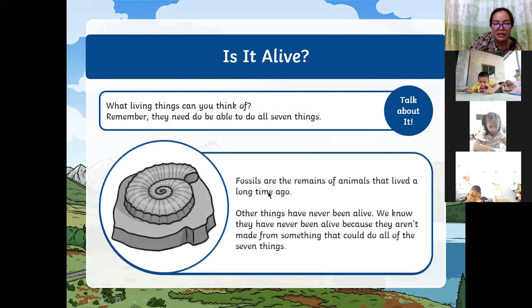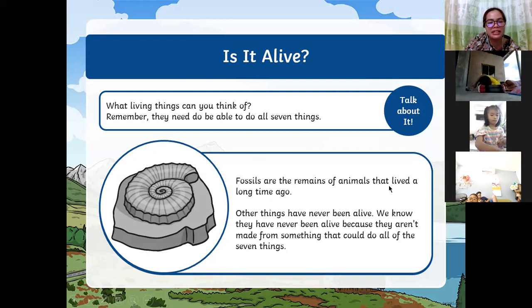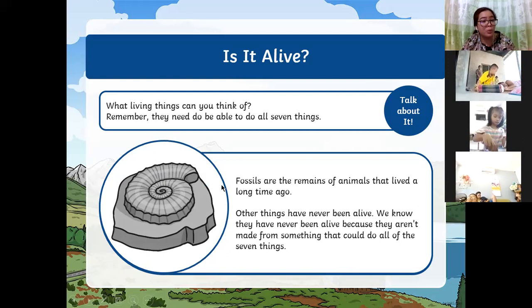So next are the fossils. Okay, this is a fossil. You told me, teacher, it is a seashell. All right, it's a seashell, but this is a fossil. Fossils are remains of animals that lived a long time ago, like the dinosaur. Nowadays, we see fossils of dinosaurs, but a long time ago, there were dinosaurs. So it belongs to the things which were once alive.